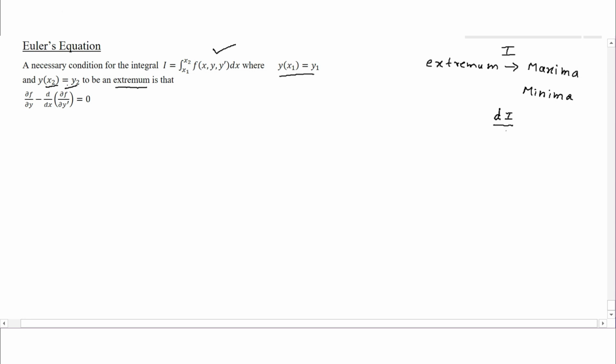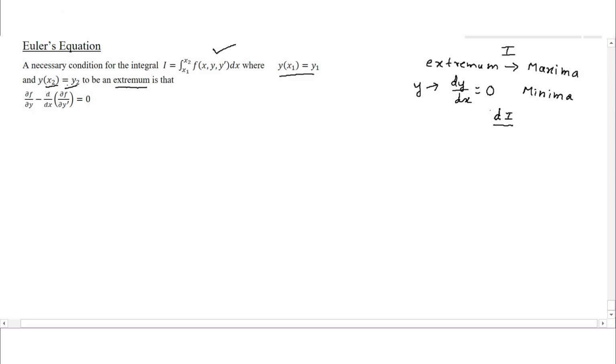So usually whenever we talk about a function y being an extremum, maximum or minimum, the initial condition that we take is that the derivative dy by dx should be equal to 0. That is the first condition for maxima or minima. If y is the function, then dy by dx will be equal to 0. So if I want to say that I is an extremum, then dI by dx, depending upon whatever variable we are going to take.